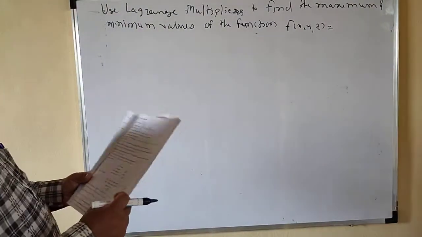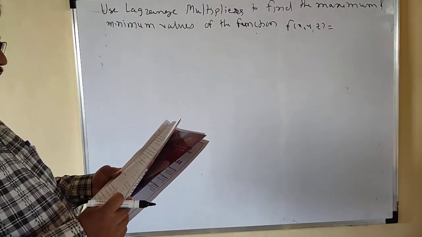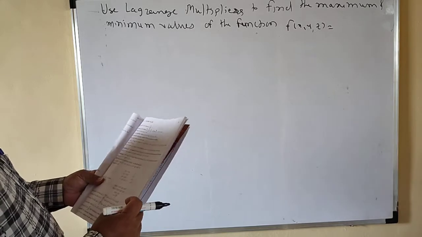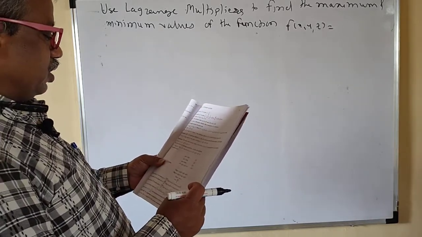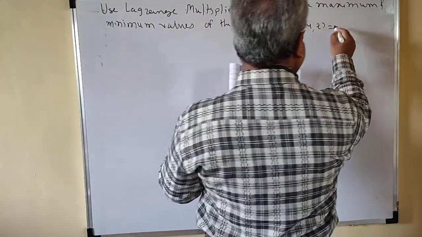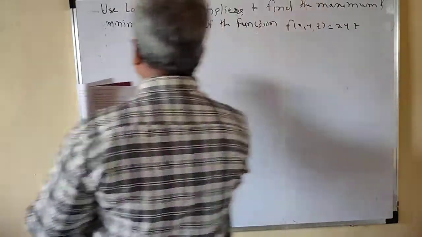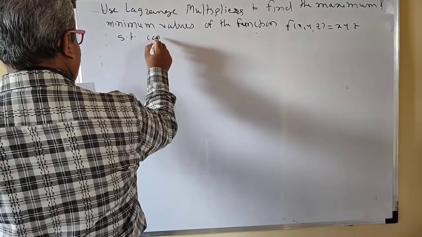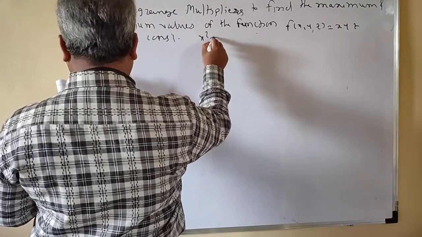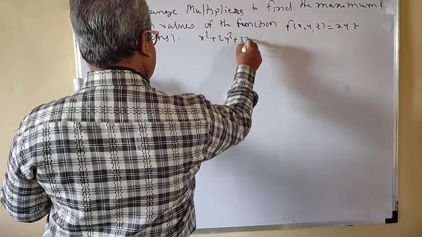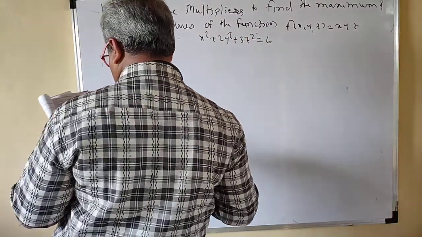Now we will take the next problem. Use Lagrange's multipliers to find maximum and minimum value of the function f of x y z is equal to x y z, subject to the constraint x square plus 2y square plus 3z square is equal to 6.